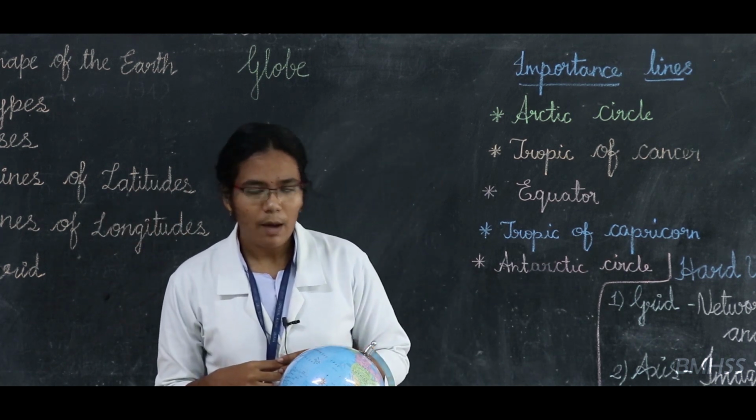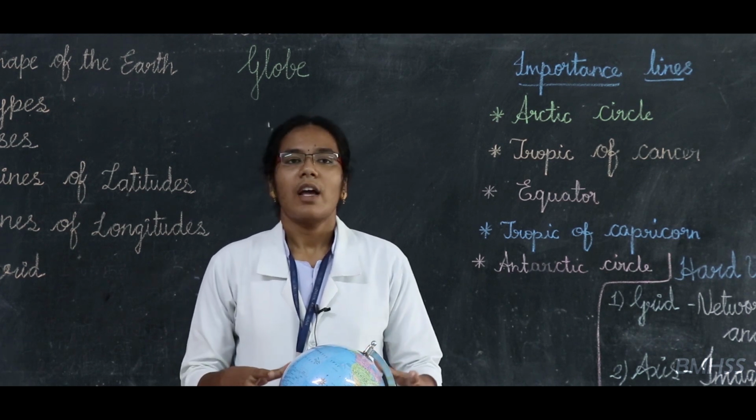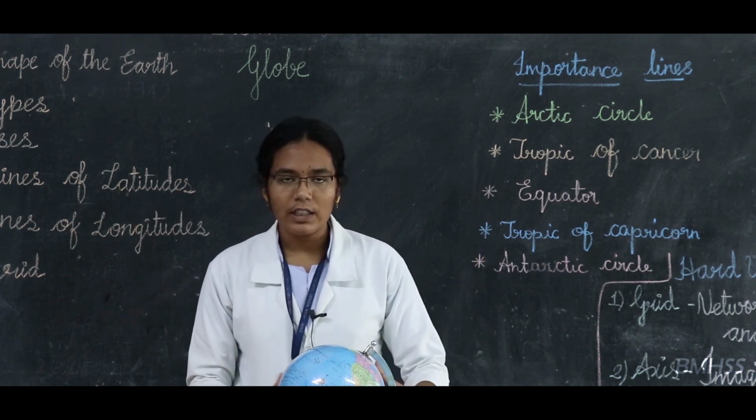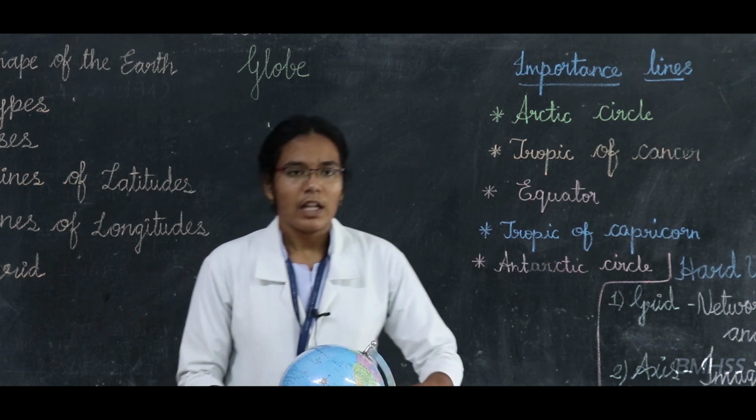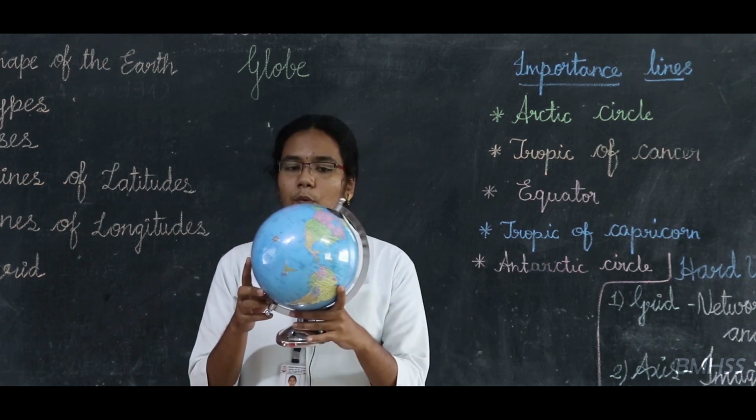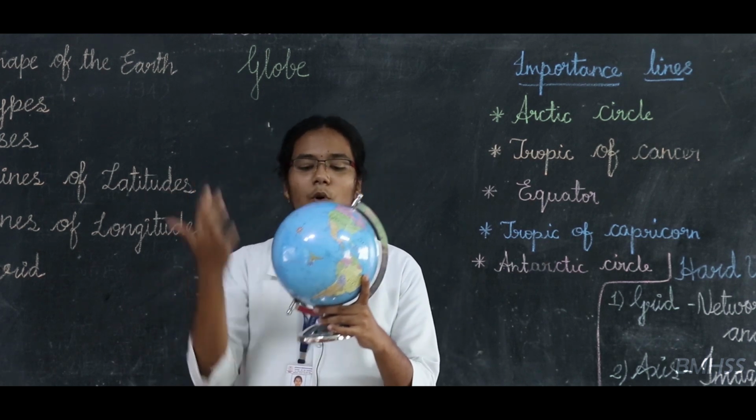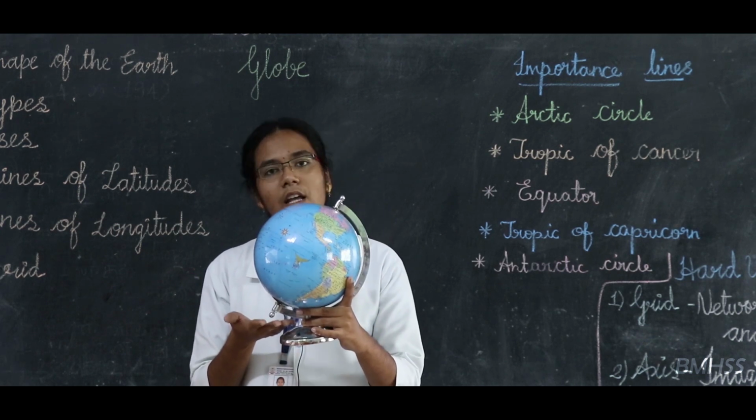Okay children, can you tell me what is the shape of the Earth? Do you have any idea about this, children? I will tell you. Earth is like a huge ball. Listen children, it has two poles. The top pole is called the North Pole and the bottom pole is called the South Pole.